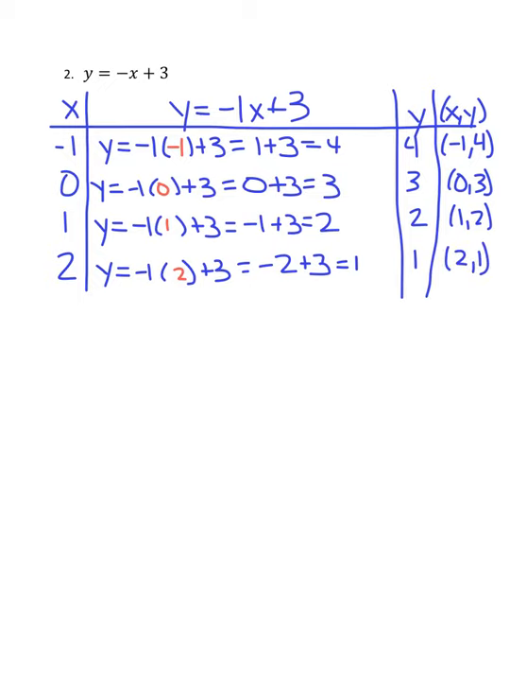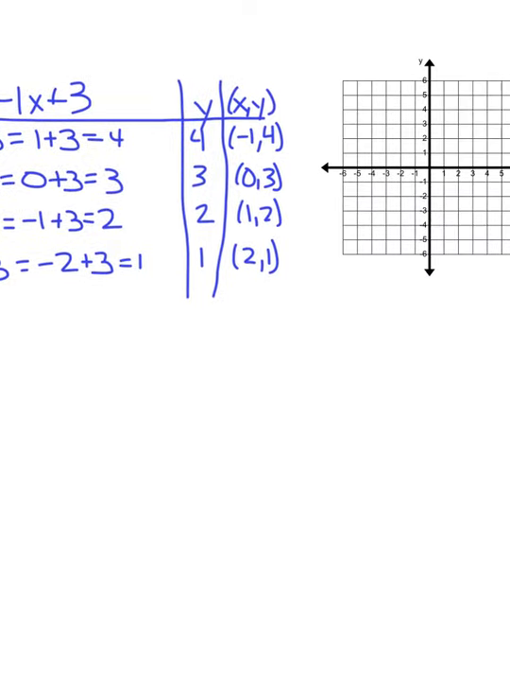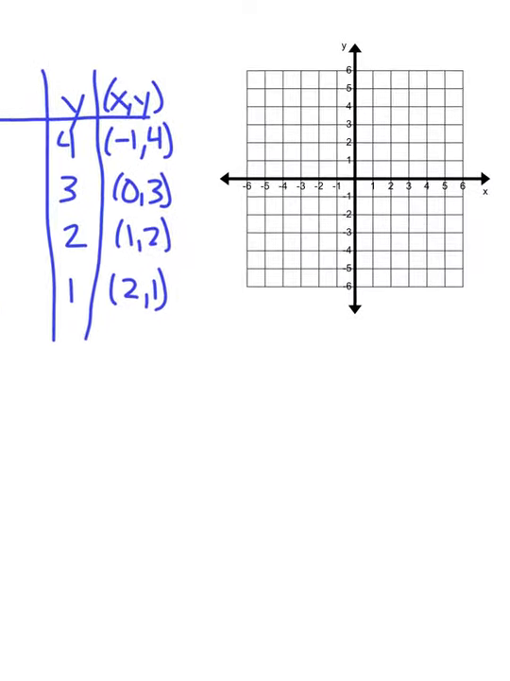Right, so now I put in 4 values for x. I got out 4 values for y. My last, fourth column has those ordered pairs to help us graph it correctly. So now I'm going to come over here and we're going to graph.